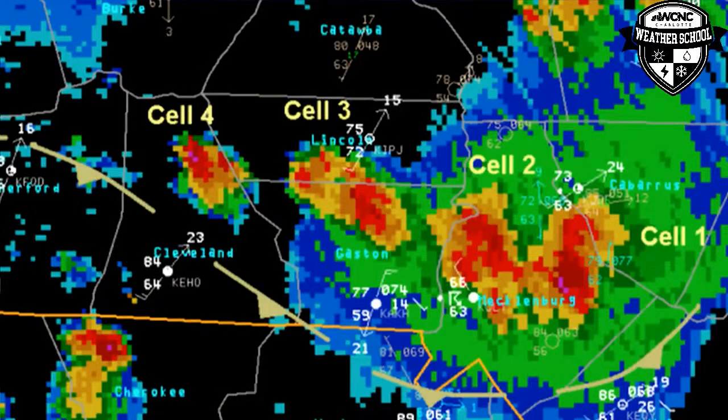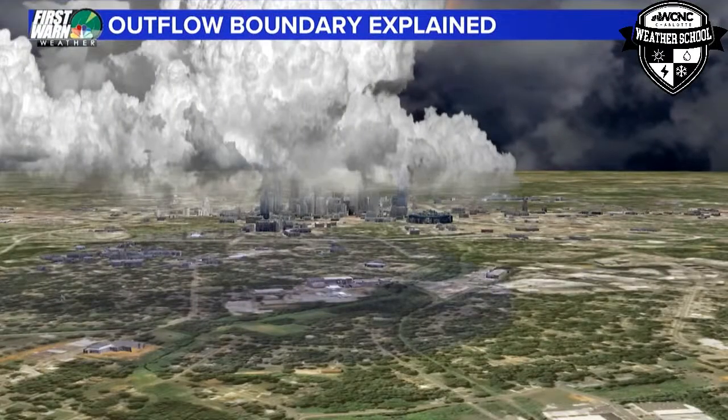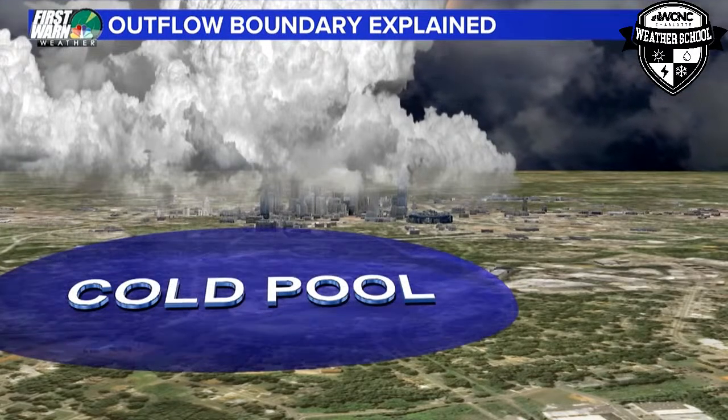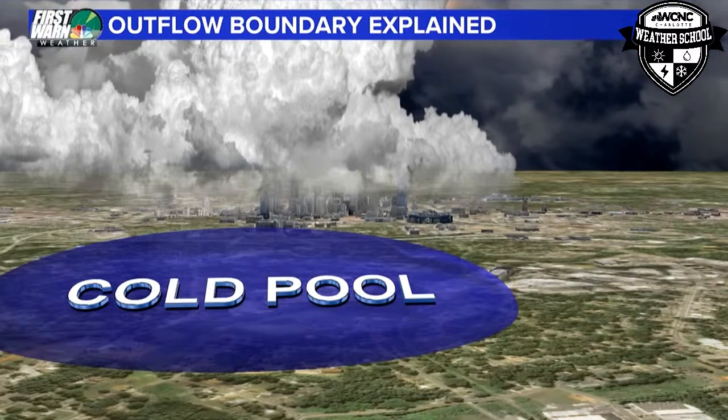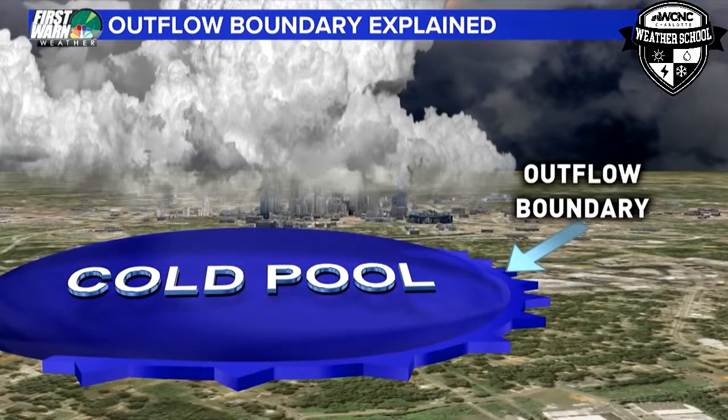Up next is multi-cell cluster thunderstorms, or multi-cell thunderstorm, cluster thunderstorm, however you want to call it. So this is when several thunderstorms all move together, and the severe weather threat is usually low to moderate, and this happens usually along fronts or outflow boundaries. But wait, what's an outflow boundary? Well, first off, for an outflow boundary, you need a thunderstorm. As a thunderstorm continues to rain, that heavy rain, it forms what's called the cold pool. And that cold pool will eventually push outward, and that forms a new boundary called the outflow boundary.